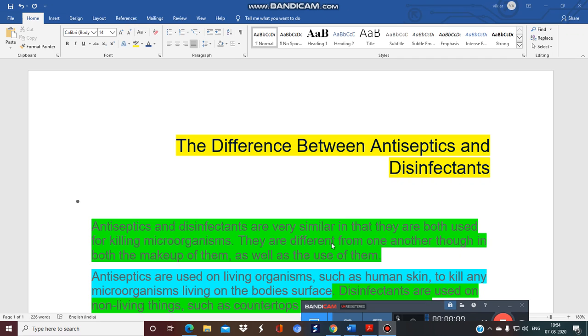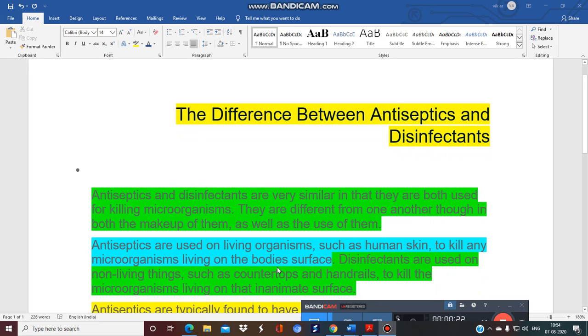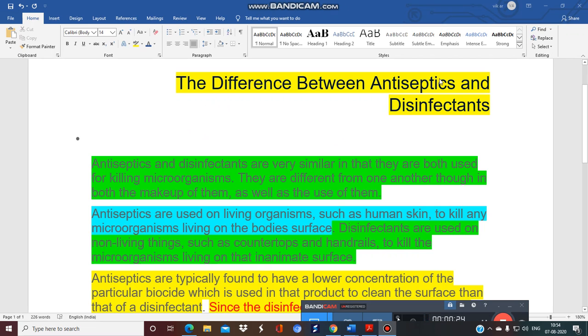So the next topic we are having within unit number 2 is the difference between antiseptics and disinfectants. After going through this difference, only then will we start the sterilization part. Okay, so I hope you have a brief idea about antiseptics and disinfectants.